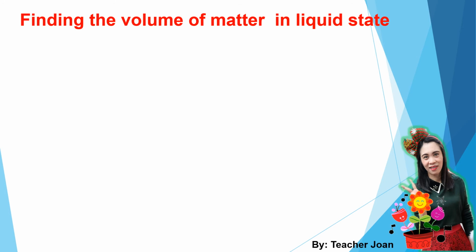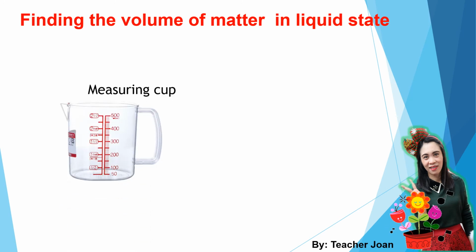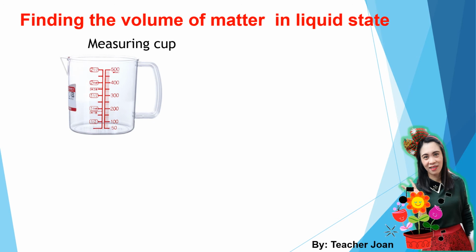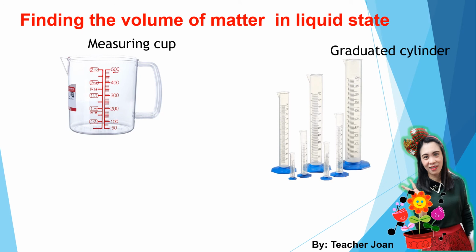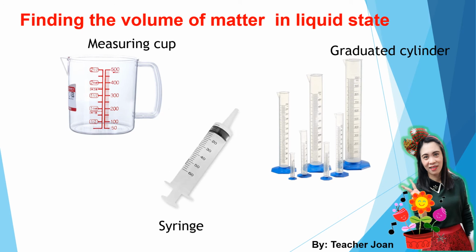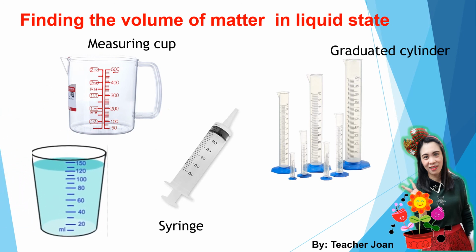Now let's find the volume of matter in liquid state. When finding the volume in liquid state, we need to use different utensils in measuring the liquid. Usually, these things that we use are clear or transparent with measurement. The first one is the measuring cup. We also have the graduated cylinder. And we have the syringe. To measure the water inside, as you can see, we need to use our eyes to look carefully at the measurement of the liquid inside the different measuring utensils. Okay? Do you understand now? Very good.